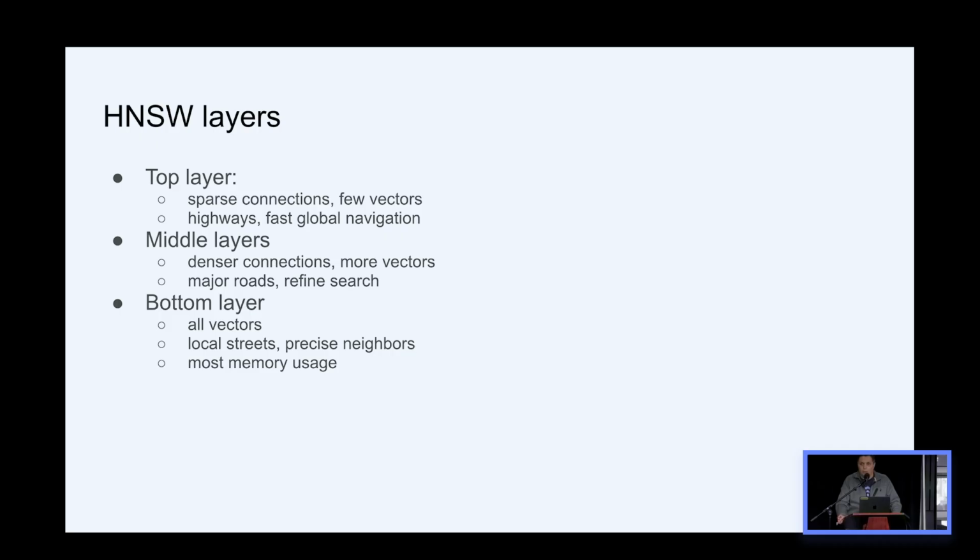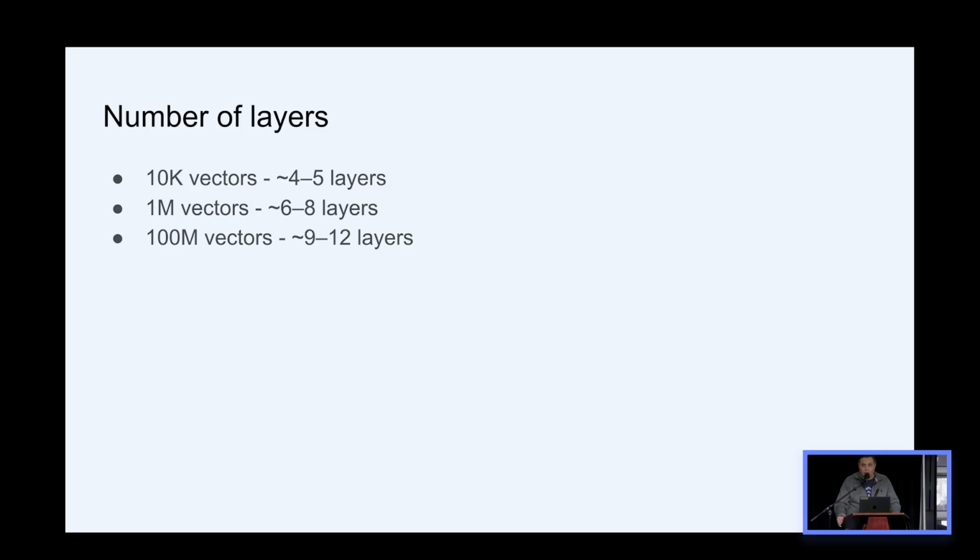You're going to get where you're going precisely, but that's what's going to take the most memory, because that's where all the vectors are going to be and all the connections between those nodes. So as you can see, you're storing the same information multiple times, and that leads to a lot of memory usage. Depending on the number of vectors, you're also going to have more layers. So here are some rough estimates.